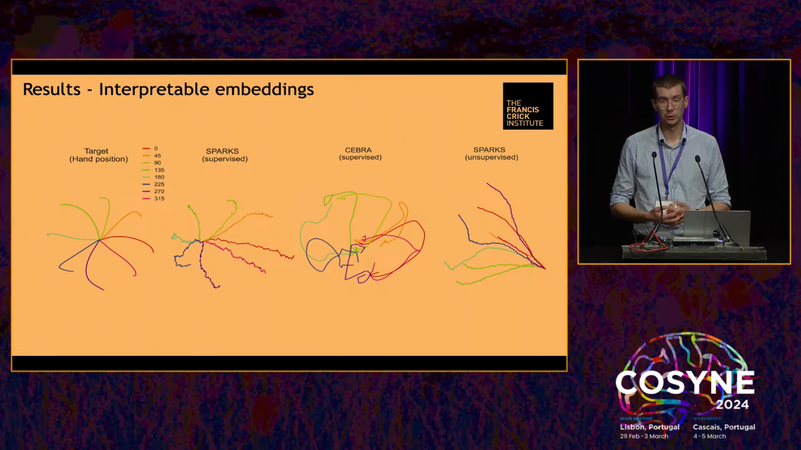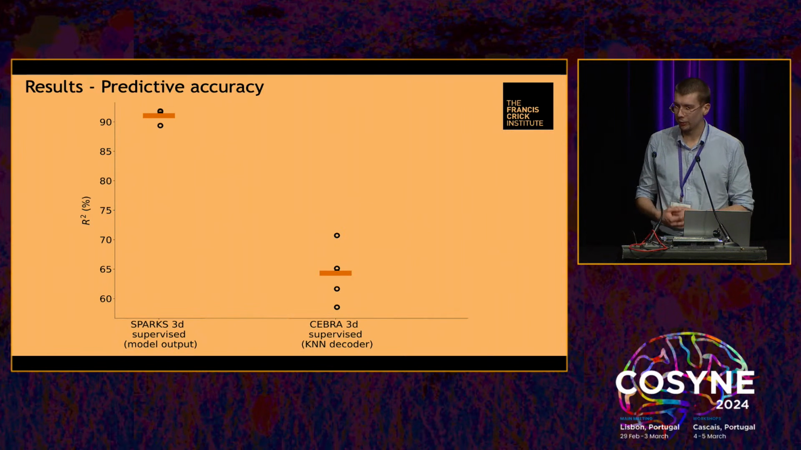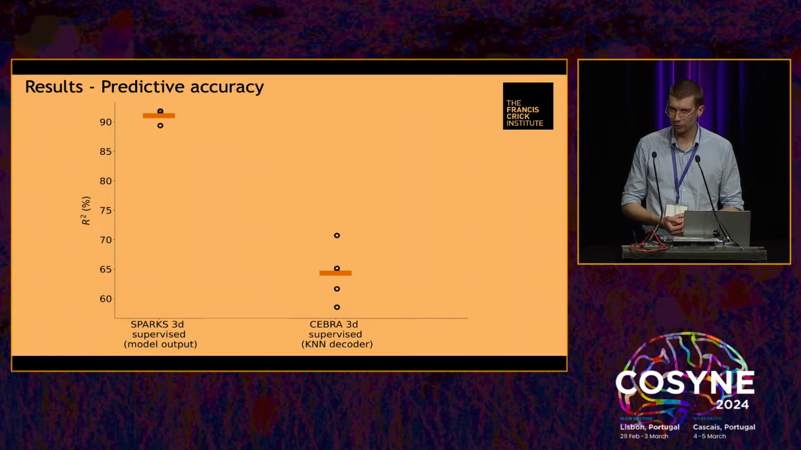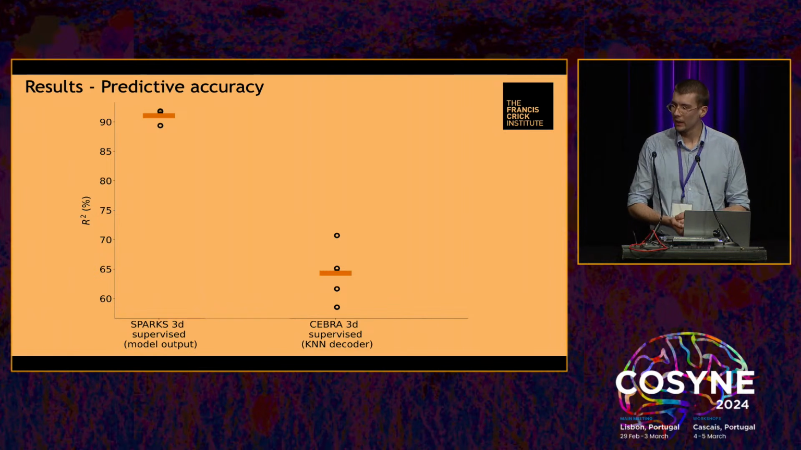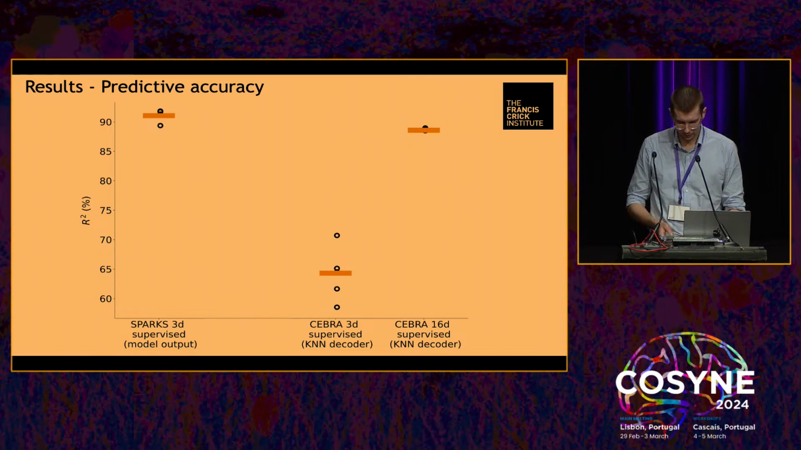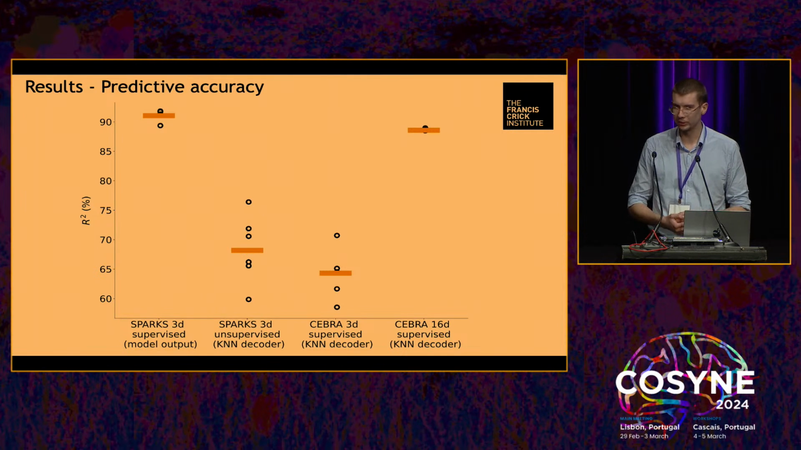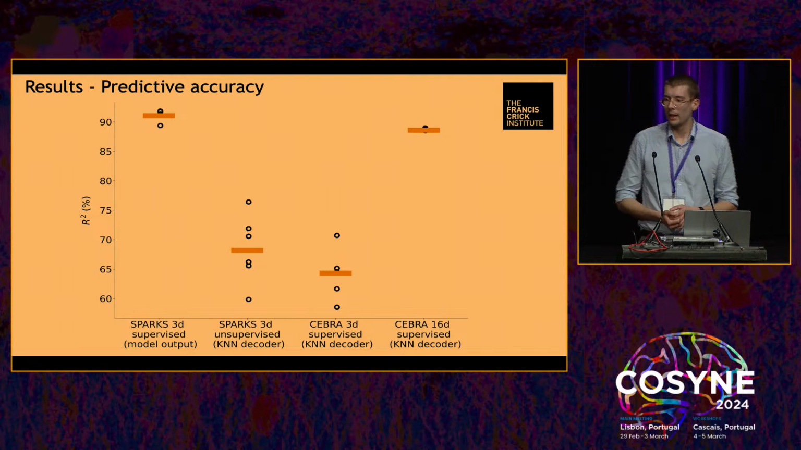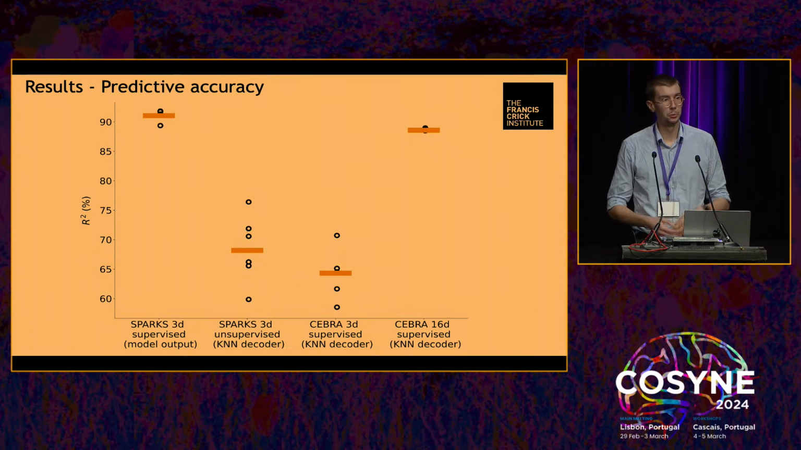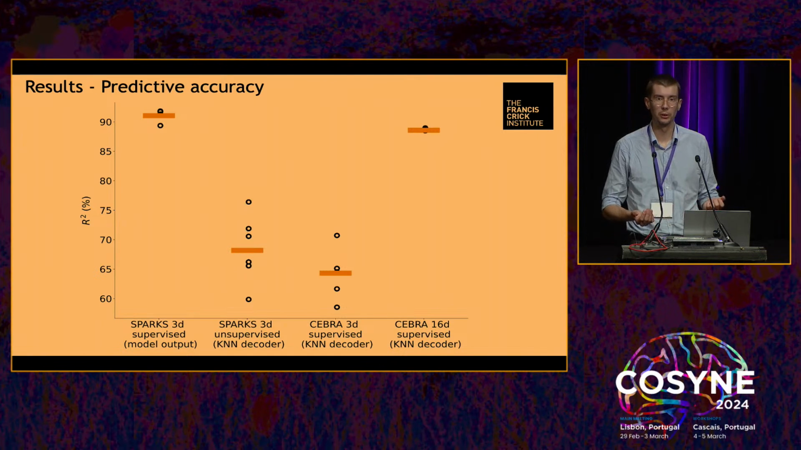Then we can also obtain nice predictive accuracy from this. Again, if we compare to the state-of-the-art with a 3-dimensional latent space, we obtain 90+% accuracy on this task for decoding the position of the hand. And if we look at the best they obtain with 5 times more latent dimensions, we still beat them by a bit of a margin. And even our unsupervised model still beats the state-of-the-art with the same number of latent dimensions.